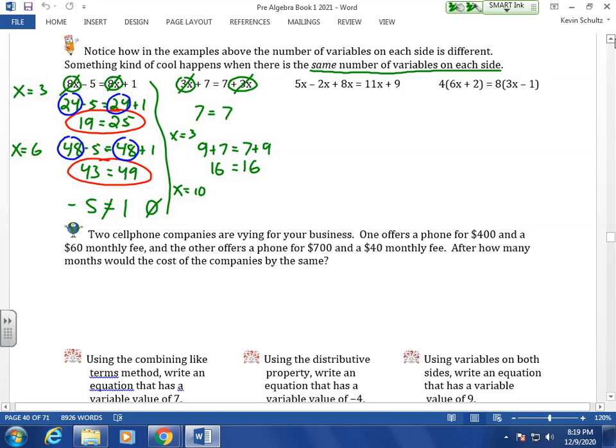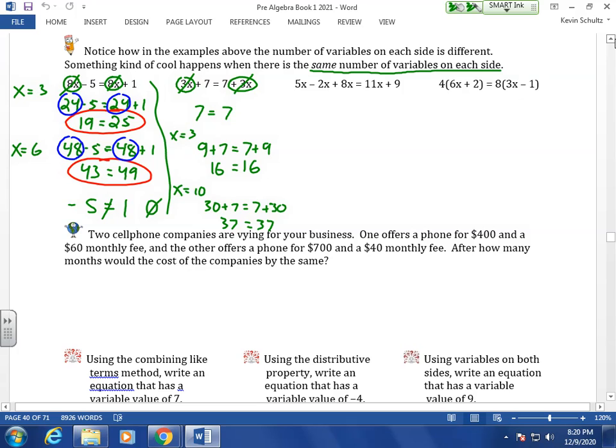3 times 10 is 30 plus 7 equals 7 plus 3 times 10, which is 30 again. 30 plus 7 is 37. 7 plus 30 is 37. And we again have an equation that's true.